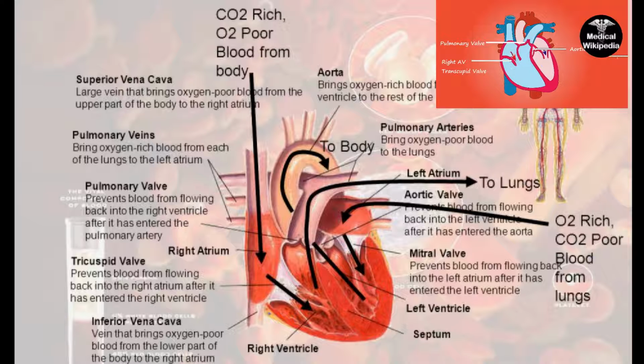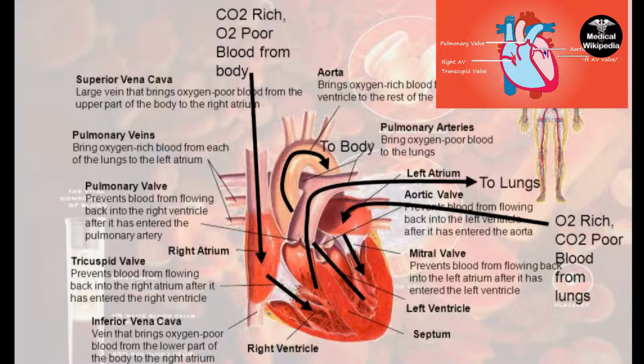Pulmonary arteries. Bring oxygen-poor blood to the lungs. Aortic valve. Prevents blood from flowing back into the left ventricle after it has entered the aorta. Mitral valve. Prevents blood from flowing back into the left atrium after it has entered the left ventricle.